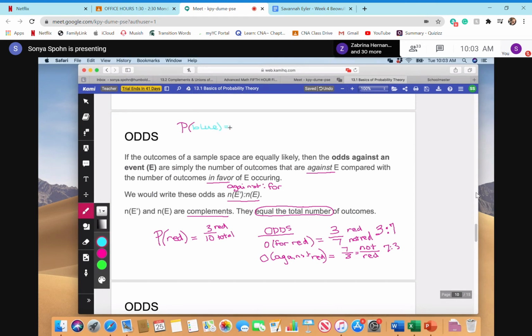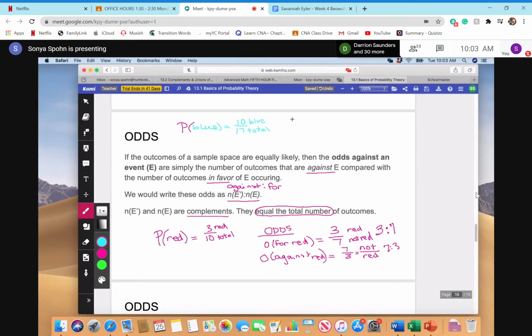If the probability of blue, let's say we have a bag of marbles, there's 10 blue and, I don't know, 17 marbles in the bag. So if the probability of blue is 10 to 17, that means there's 10 blue, according to our probability formula, and 17 total.